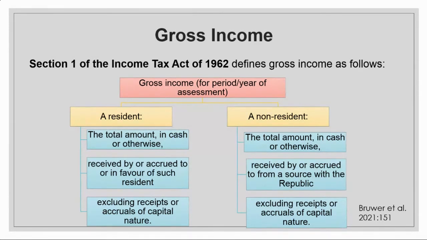Then you have to look at whether the total amount was received in cash or otherwise, and it can be received by, so physically received, or accrued to. So I've already provided the goods or service and I'm actually entitled to that money, or it's in favor of such a resident. That's, for example, where a third party collects money on your behalf. As soon as they've collected it on your behalf, then it's in favor of you and you will also be taxed on it. And then important is to exclude any accruals or receipts of a capital nature.